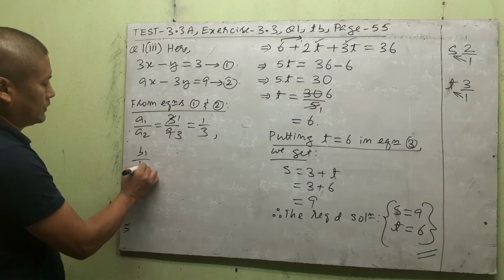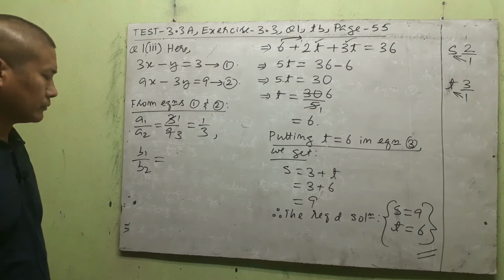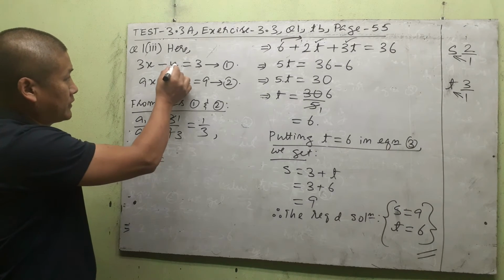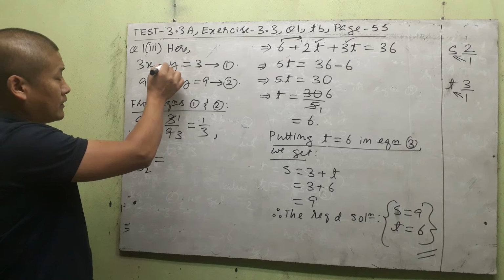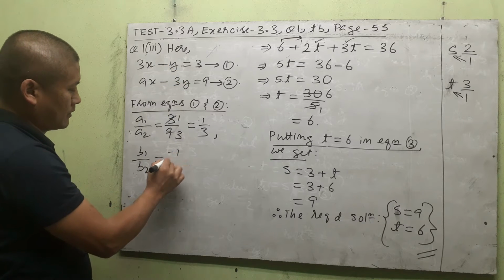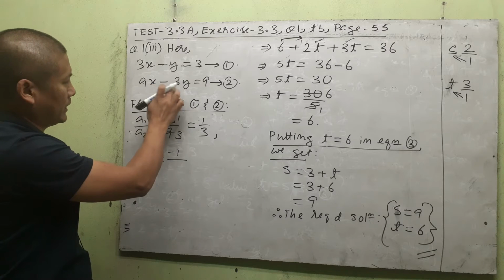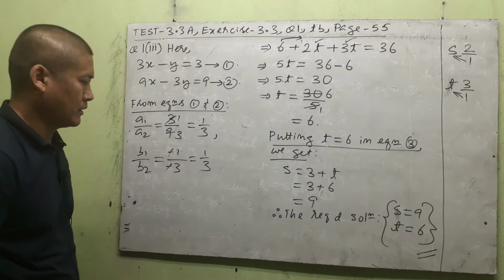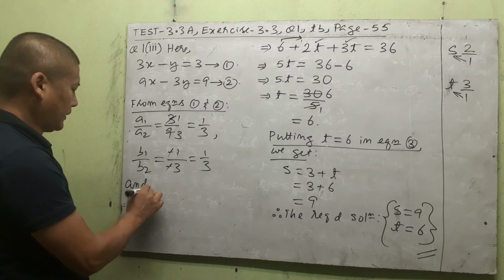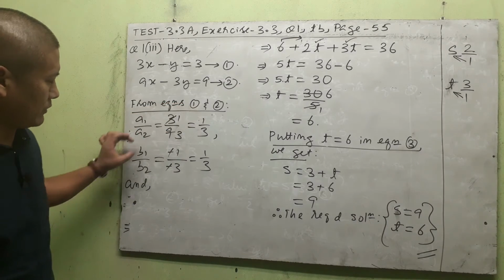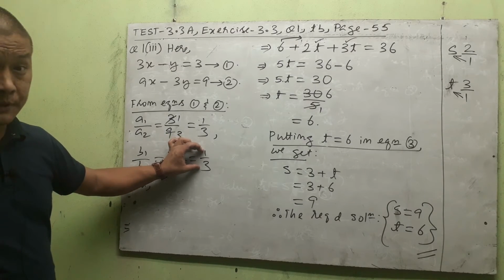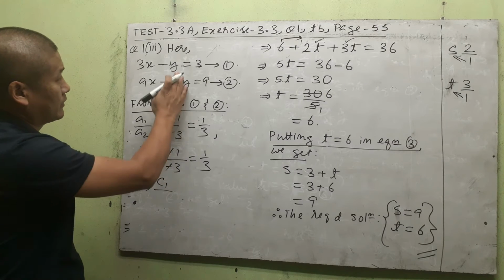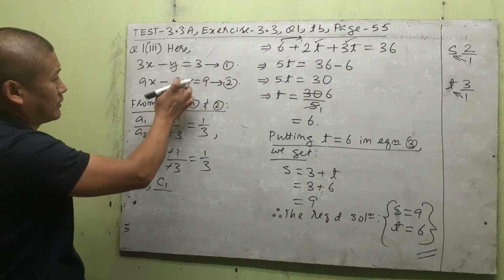Then b1 by b2 is equal to, b means the coefficients of y. So for y here, first one you take, nothing there means 1, so minus 1 by minus 3. Minus and minus cancel, so 1 by 3. We see that a1 by a2 is 1 by 3, b1 by b2 is also 1 by 3, so they are equal.